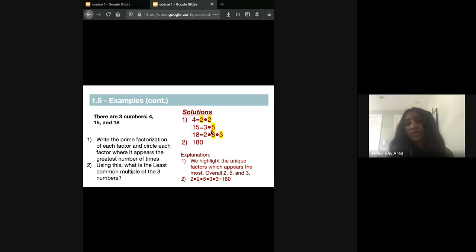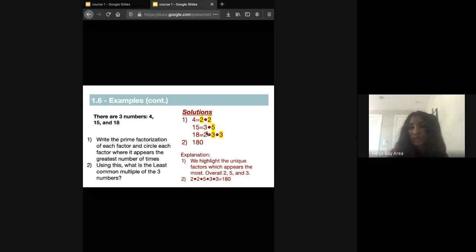So as you can see, when we factor these out, we get 2 times 2 for 4. For 15, we get 3 times 5. And for 18, we get 2 times 3 times 3. So we know that for this one, we can highlight 2 because it's the only one that's unique to 4. So for 15, we have 3 and we have 5.